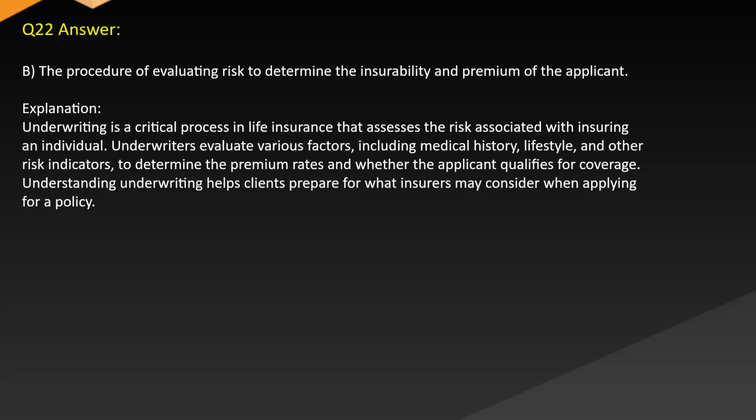Answer: B. The procedure of evaluating risk to determine the insurability and premium of the applicant. Explanation: Underwriting is a critical process in life insurance that assesses the risk associated with insuring an individual. Underwriters evaluate various factors, including medical history, lifestyle, and other risk indicators, to determine the premium rates and whether the applicant qualifies for coverage. Understanding underwriting helps clients prepare for what insurers may consider when applying for a policy.